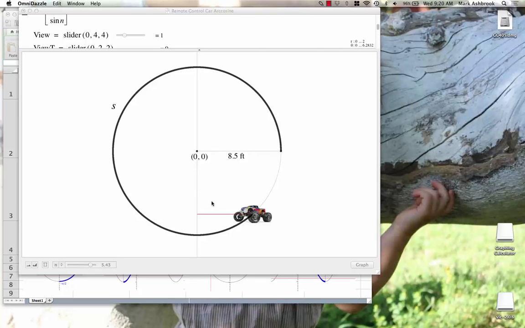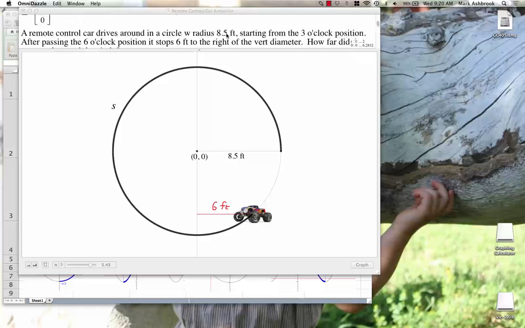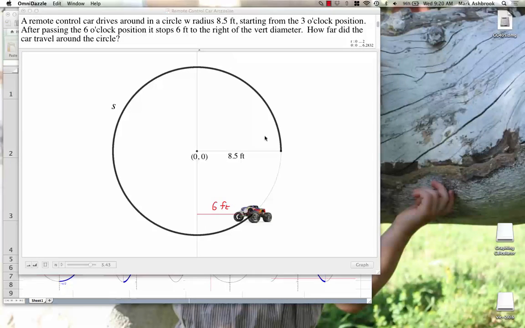And so we want to know how far. So here, this is 6 feet right here. So what's the question asked? The question asks, how far did the car travel around the circle? So this black highlighted distance here, how far did the car travel? So, perfectly legitimate question. We've got all the tools to do it now.